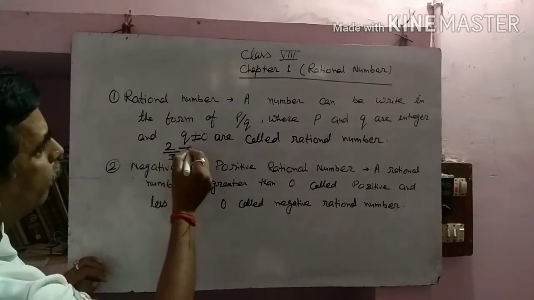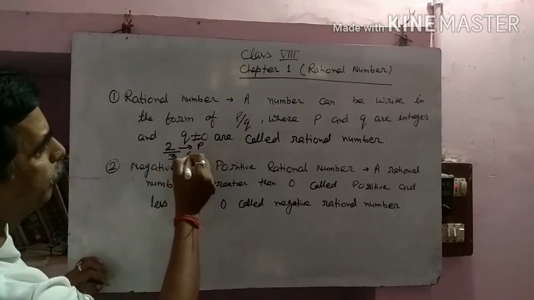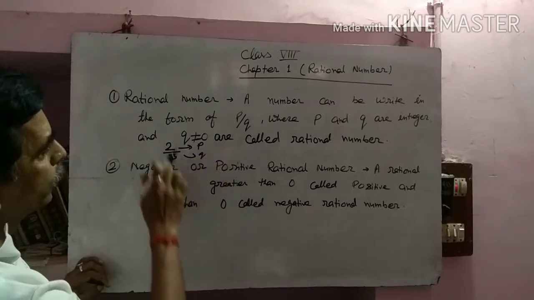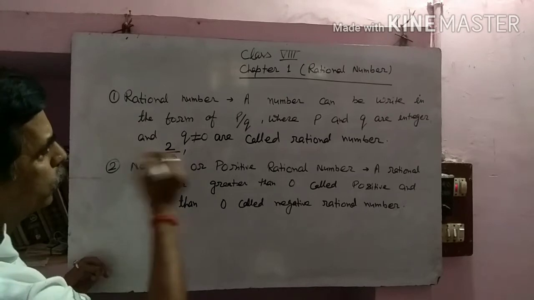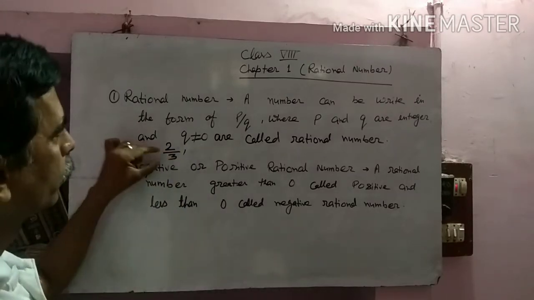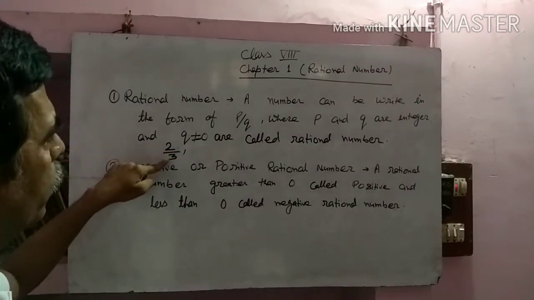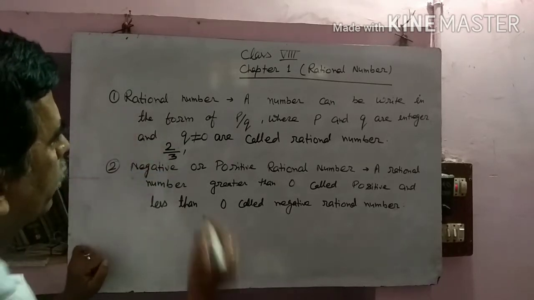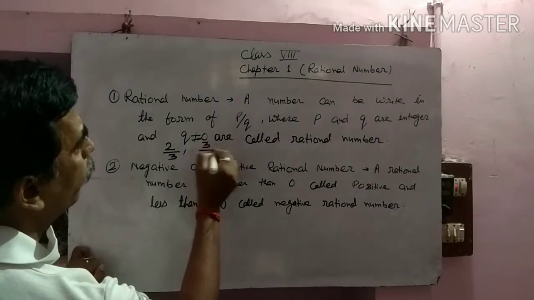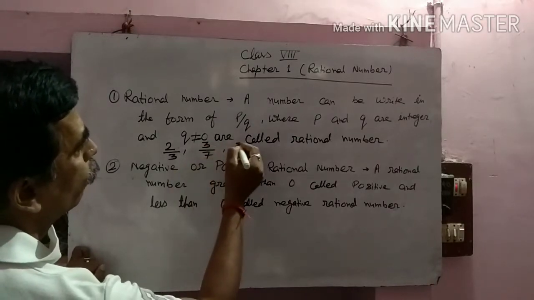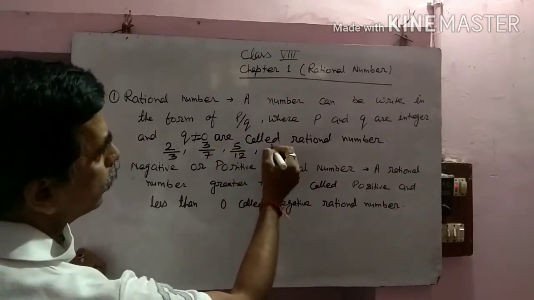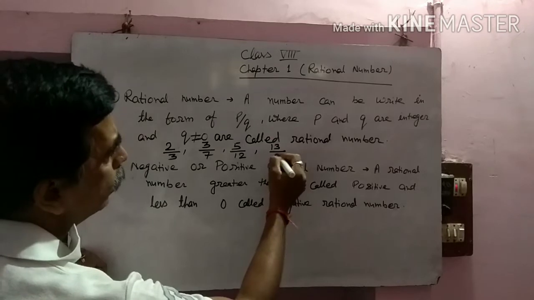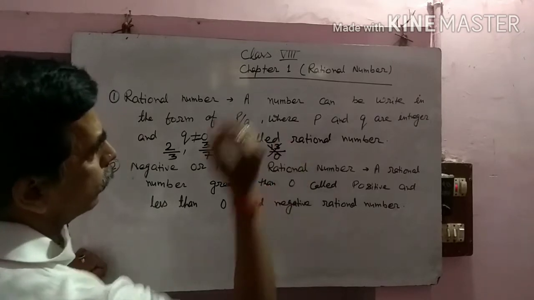The 2 is written in the form of what? Suppose this 2 is p and 3 is q. So 2 by 3 is a rational number because 2 and 3 both are integers and q, which is 3, is not equal to 0. So it's a rational number. Similarly, 3 by 7, 5 by 12, but 13 by 0 is not a rational number.